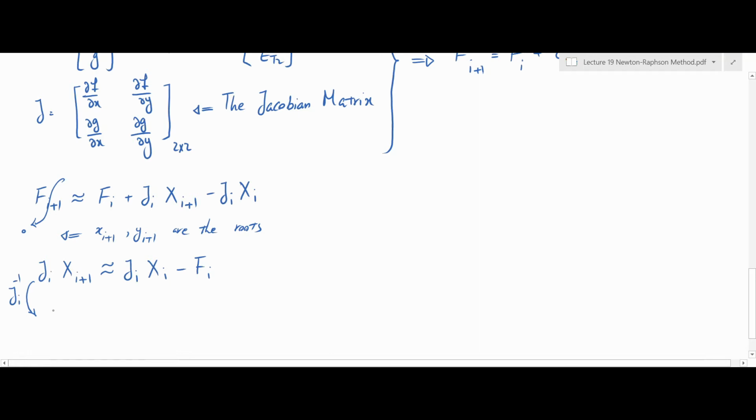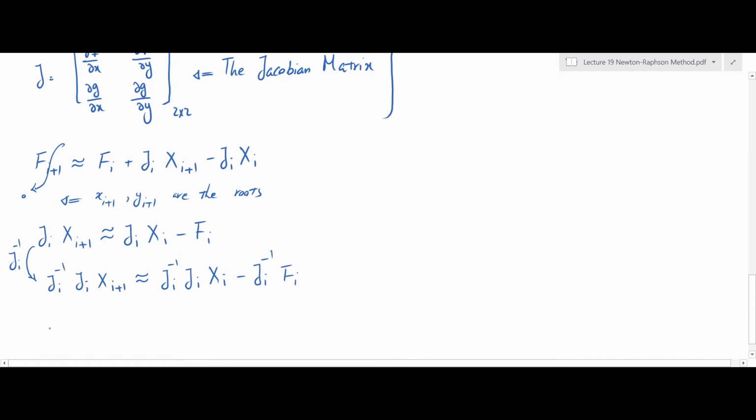So I get J i inverse multiplied by J i multiplied by X i+1 is approximately equal to J i inverse times J i times X i minus J i inverse times F i. And we know that when we multiply a matrix by its inverse, it results in the identity matrix or the unit matrix. So basically, I can simplify this expression to X i+1 is approximately equal to X i minus J i inverse times F i. And this is the formula that we use in Newton-Raphson method for a system of nonlinear equations.